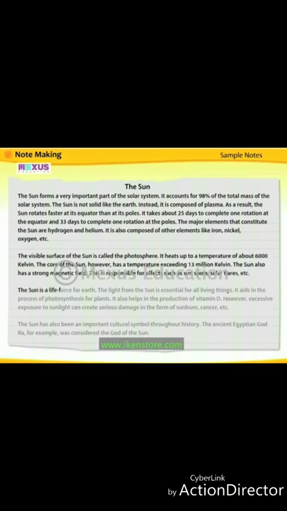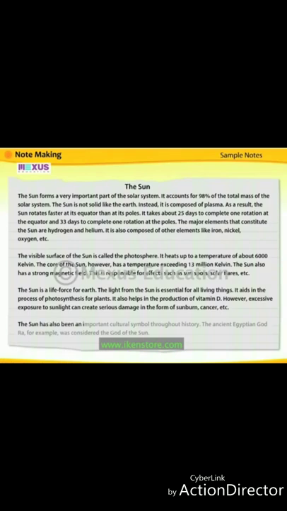The Sun is a life force for Earth. The light from the Sun is essential for all living things. It aids in the process of photosynthesis for plants. It also helps in the production of vitamin D. However, excessive exposure to sunlight can create serious damage in the form of sunburn, cancer, etc.